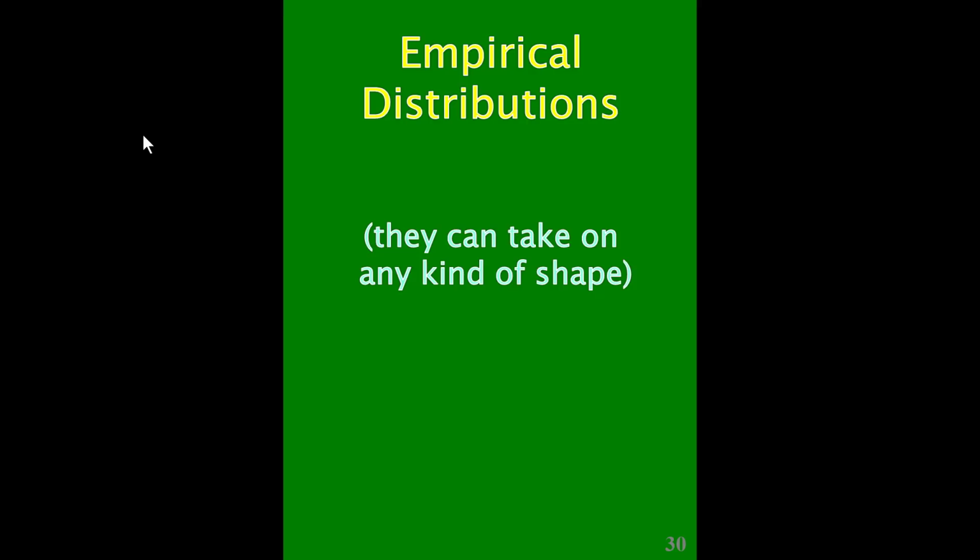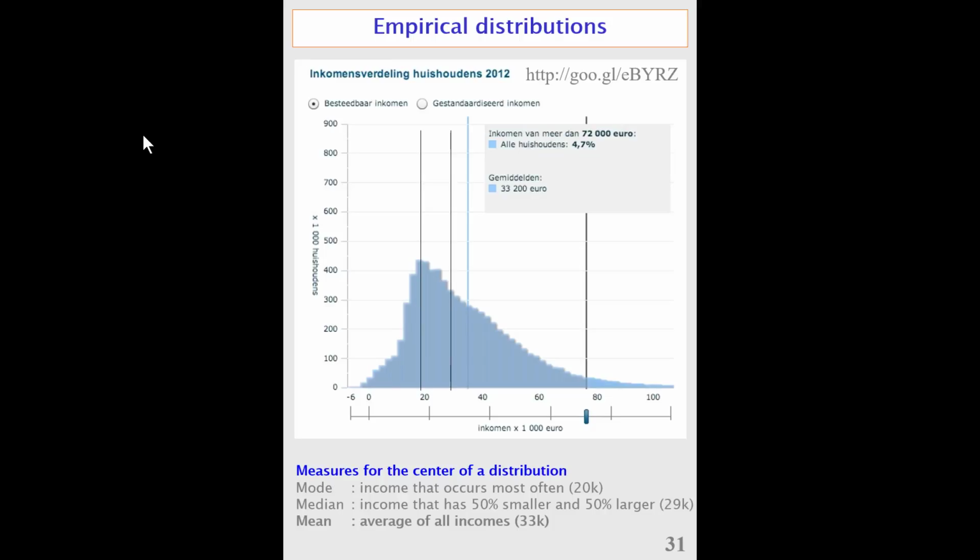Okay, now, empirical distributions. Let's suppose that we could measure everybody in the population as, for instance, the CBS does. This is a distribution of what people in the Netherlands earned, I should say, in 2012. So these are incomes simply counted for everybody, and we can do this because everybody pays taxes. And then we can come up with a distribution like this.